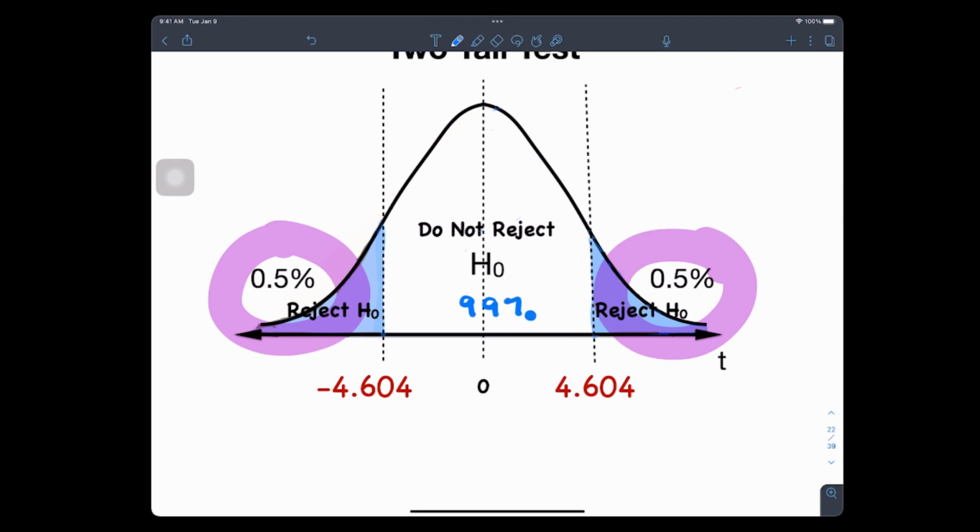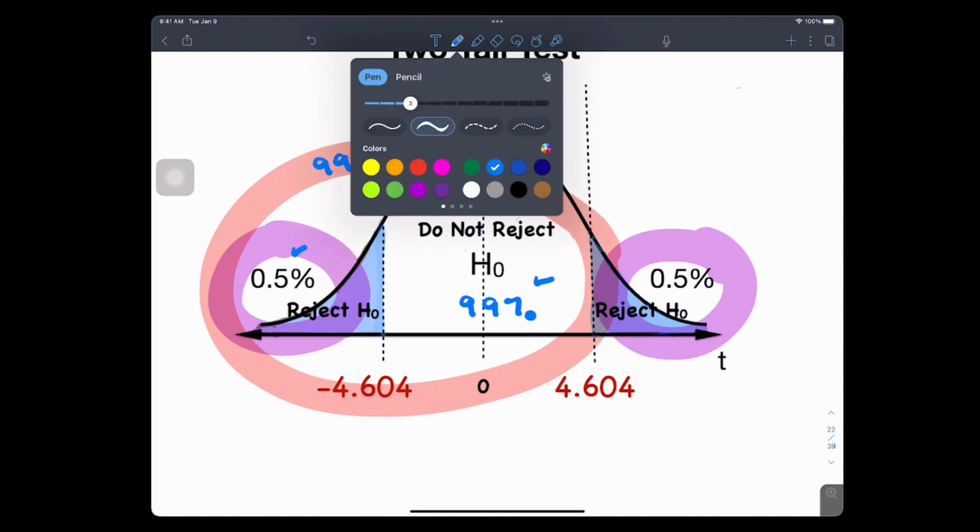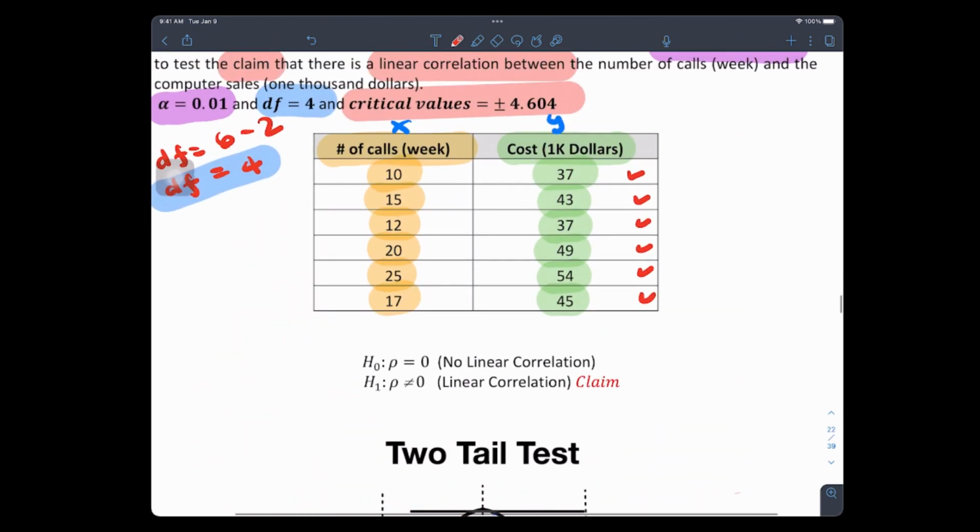So area to the left for inverse t, you're going to take 99%, the half a percent, that's 99.5%. Area to the left of the rightmost critical value. This is how this calculator does it. What was our degree of freedom again? Right? It is 4.